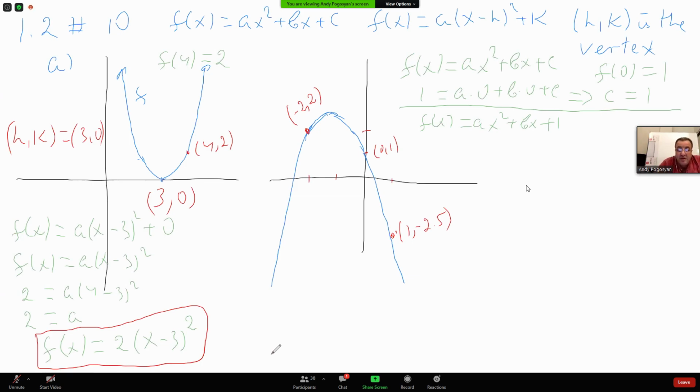Now we need to use the other 2 points to find the equations in terms of a and b, and then solve for a and b. See, x is negative 2. I need f of negative 2 to be 2. So 2 equals negative 2 squared is 4, 4a minus 2b plus 1. So I get 4a minus 2b equals 1. This is one equation.